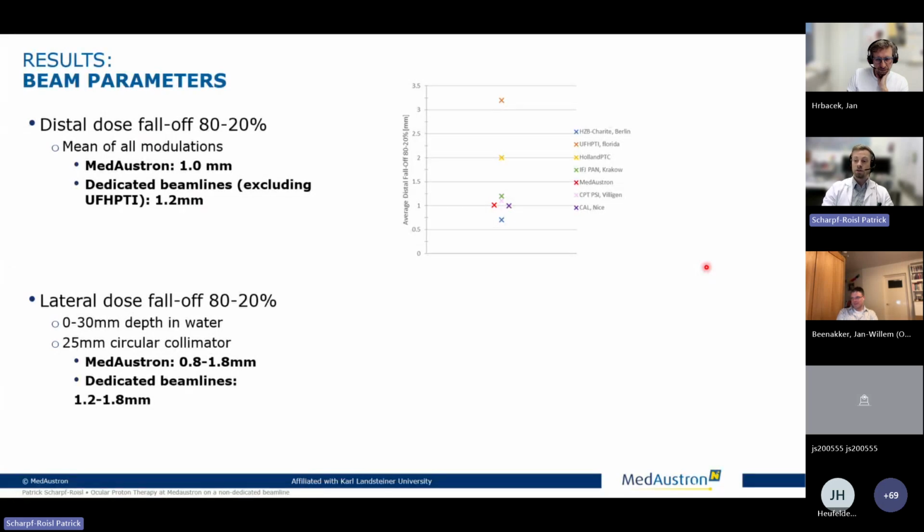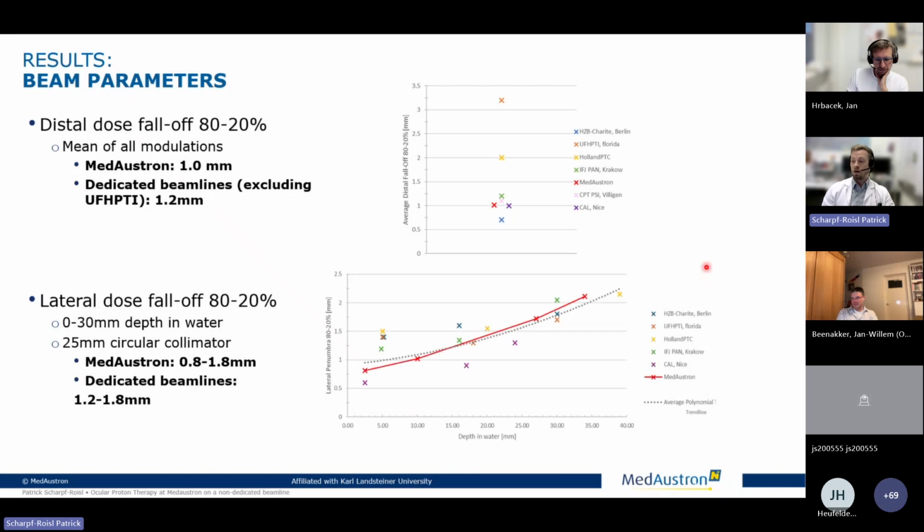And if we look at the lateral dose fall-off, also from 0 to 30 millimeters in water, our mean value for a 25 millimeter circular collimator is around 0.8 to 1.8 millimeters, which is also comparable to that of dedicated beam lines. There we see that Nice is a bit sharper than we are, but I would say this is all within acceptable terms.